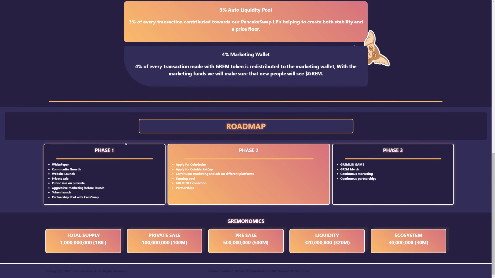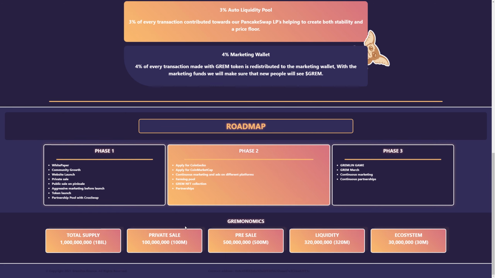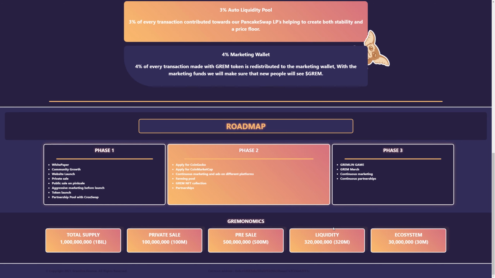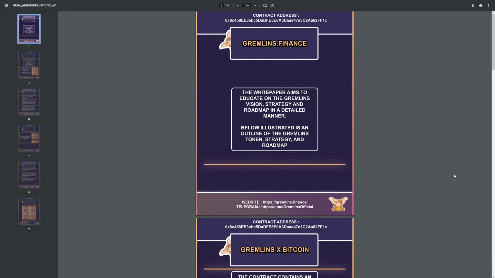So the total supply is 1 billion, the private sale was 100 million, the pre-sale is going to be 500 million, liquidity is 320 million, and the ecosystem is around 30 million. All right, so now let's break down the white paper. It says the white paper aims to educate on the Gremlin's vision, strategy, and roadmap in a detailed manner.